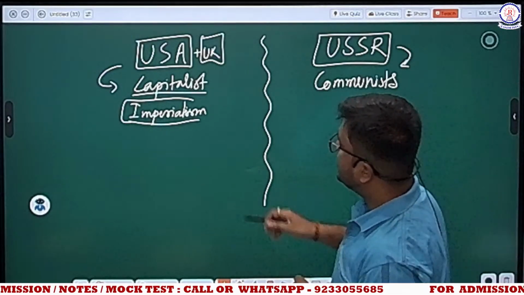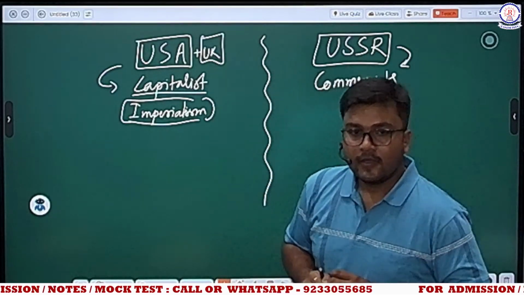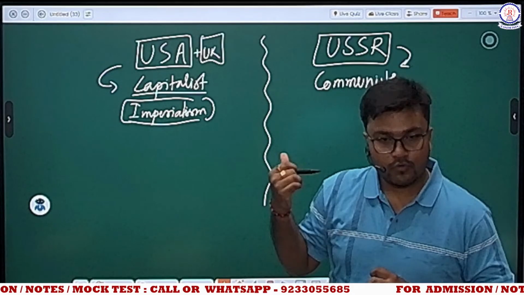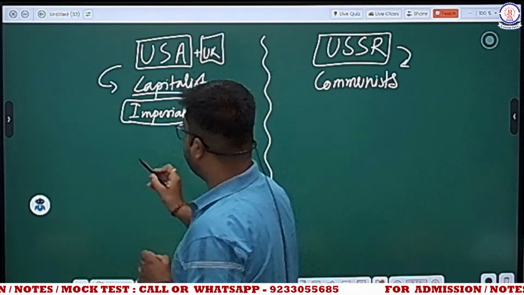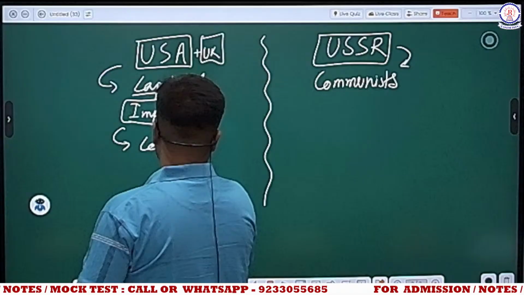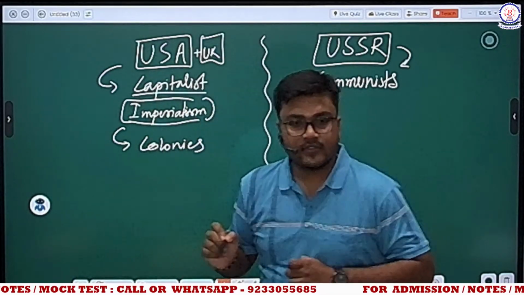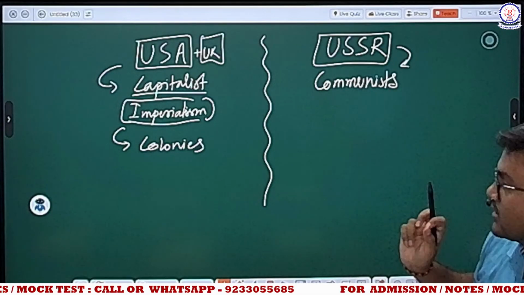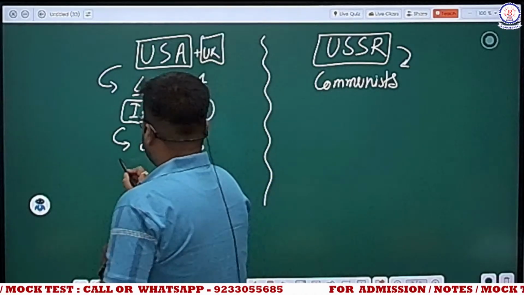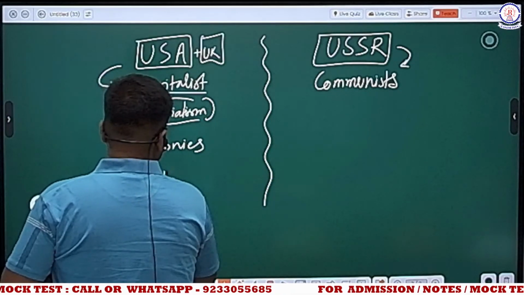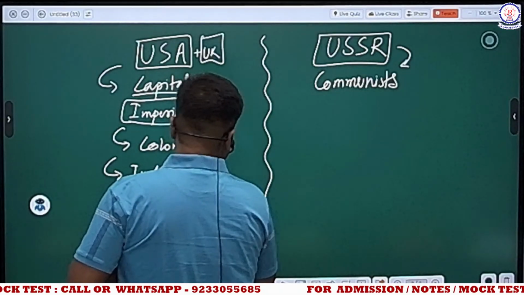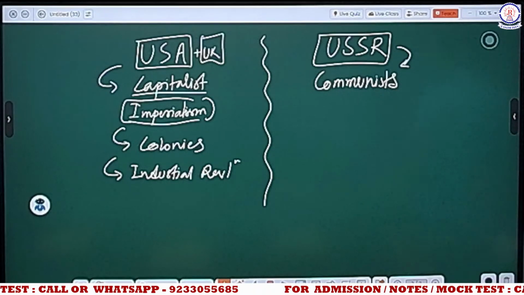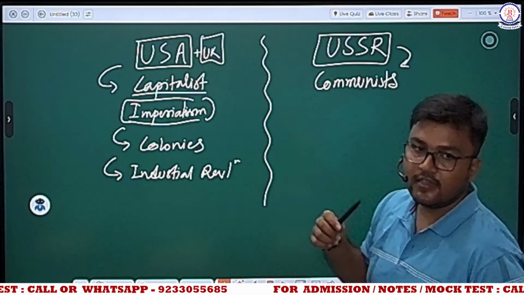Now why am I discussing imperialism under capitalism? UK and USA were previous colonial countries. They had colonies. Now why was it important for these countries to maintain their colonies? It was important for them to maintain colonies because they had the industrial revolution in their home countries. So to fuel that industrial revolution, they needed raw materials and markets.